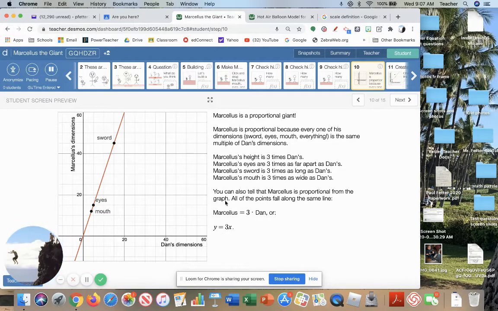All right, and it goes through this. You can also tell that Marcellus is proportional from the graph. All of the points fall along the same line. Okay, Marcellus is 3 times Dan, or y equals 3x. Dan is x, Marcellus is y, so Marcellus is equal to 3 times Dan. Okay, and that is the slope of this line.